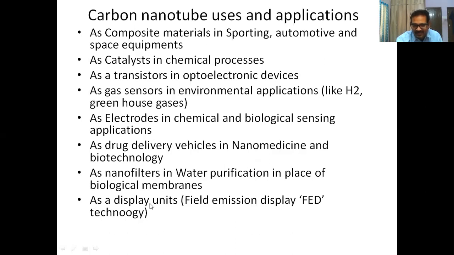As display units, such as light emitting diodes, they are used in field emission displays because they can produce electrons in an electrostatic induced process. That's why nowadays we are using them as display units in the technology. So these are all the various applications of carbon nanotubes. Thank you very much.